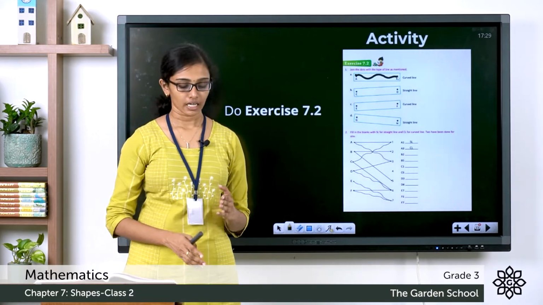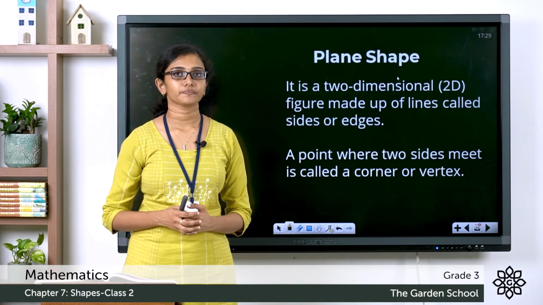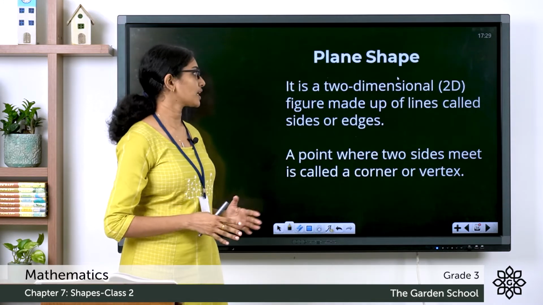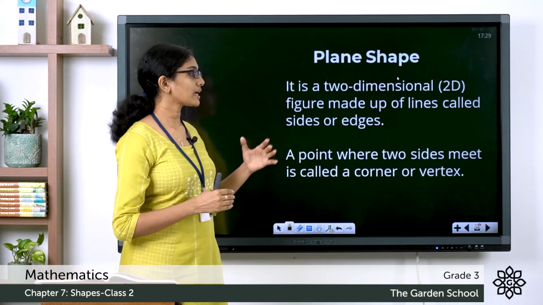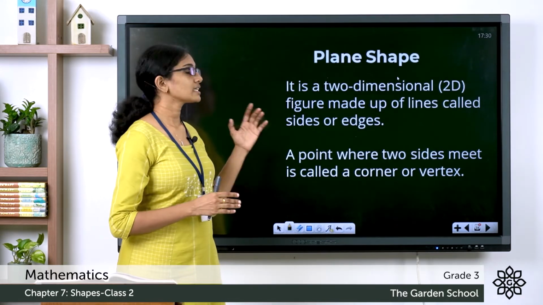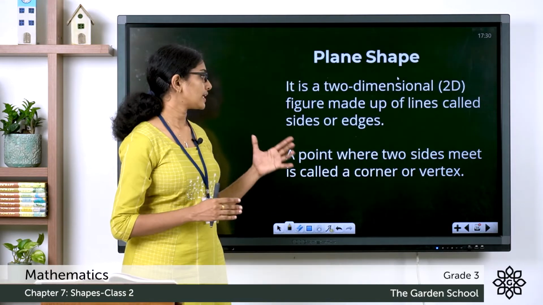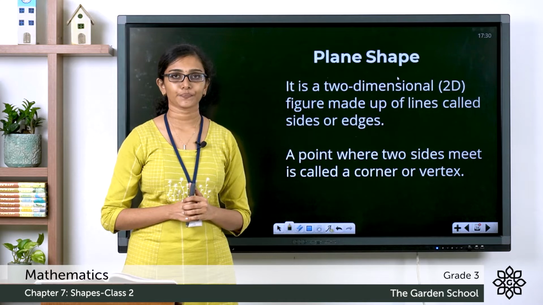Now let's learn about plane shapes. So what do you mean by a plane shape? A plane shape is a two-dimensional or 2D shape which can be drawn on a flat surface like paper, and it is made up of lines called the sides or edges. And where two edges or sides meet, you get a corner or vertex.